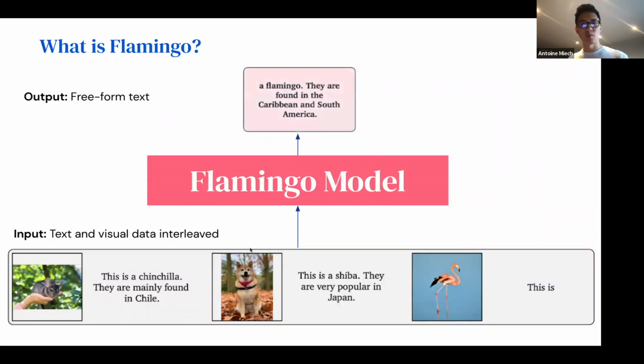And you hope that once you condition the language model on that particular sequence of images and text, you get text that follows the pattern you provided, in the same way as you would do with GPT-3, but here in the multimodal setup. When I say visual data, I mean both images and video.